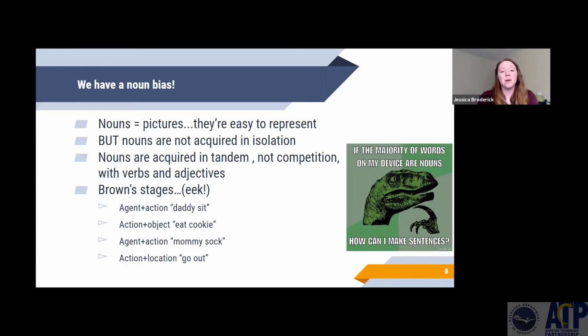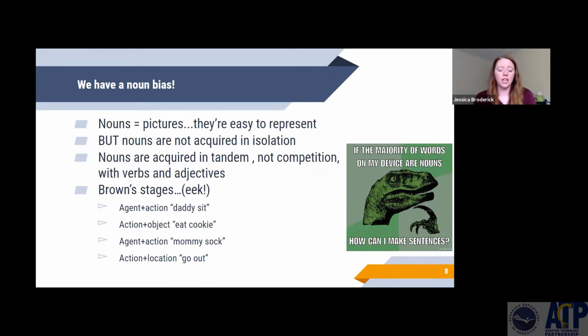But it's important to remember that nouns aren't acquired in isolation. And so we need to make sure that we have core vocabulary and access to those things for our kids so that they can manipulate language. I brought up Brown's stages of language development down at the bottom. If you think back to child development classes or language development classes that you take, we know that nouns are acquired in tandem with verbs and adjectives and other parts of speech, not in competition.